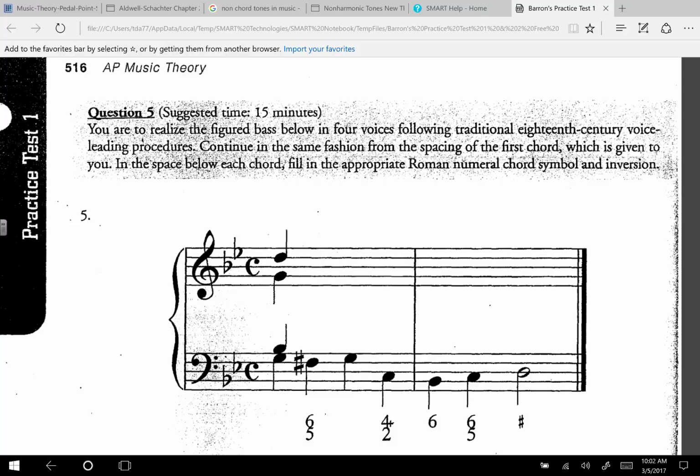I really strongly advise you that before you start any of these questions to really read the directions carefully. It says you are to realize the figured bass below in 4 voices following traditional 18th century voice leading procedures. Continue in the same fashion from the spacing of the first chord, which is given to you. In the space below each chord, fill in the appropriate Roman numeral chord symbol and inversion. So let's get started with this.